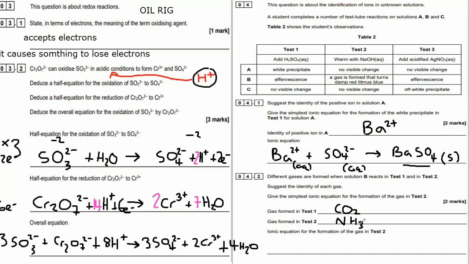And then in test 2, we get red litmus paper turns blue. That's going to be ammonia. That's a good sign that we've got ammonium ions. So for the equation, we want to write ammonium ions plus hydroxide, and this is going to release the ammonia gas, which we tested for and turned our litmus paper blue. It's going to release water as well. Super duper.